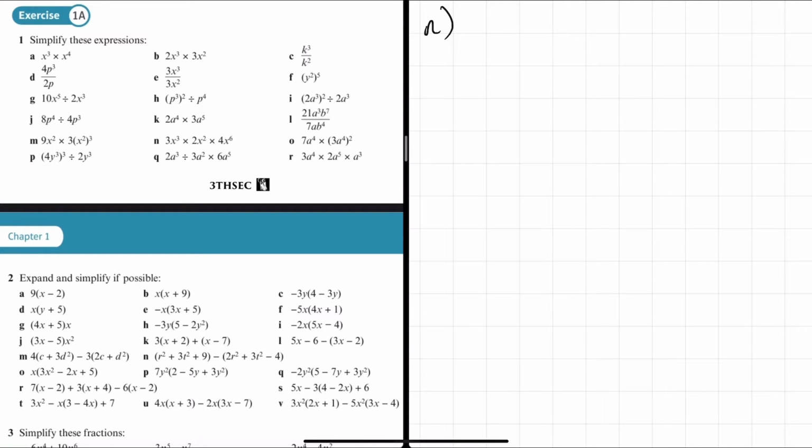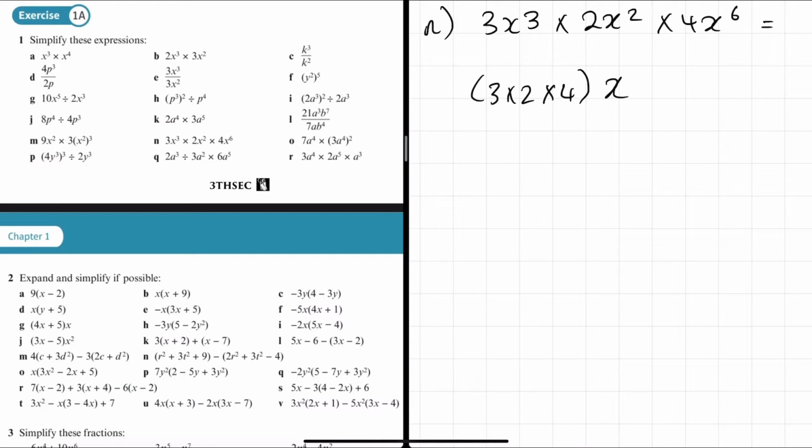N. 3x cubed times 2x squared times 4x to the power of 6 equals 3 times 2 times 4, and then x to the power of 3 plus 2 plus 6. So we've got 3 times 2 is 6, 6 times 4 is 24, and then we've got x to the power of 11.